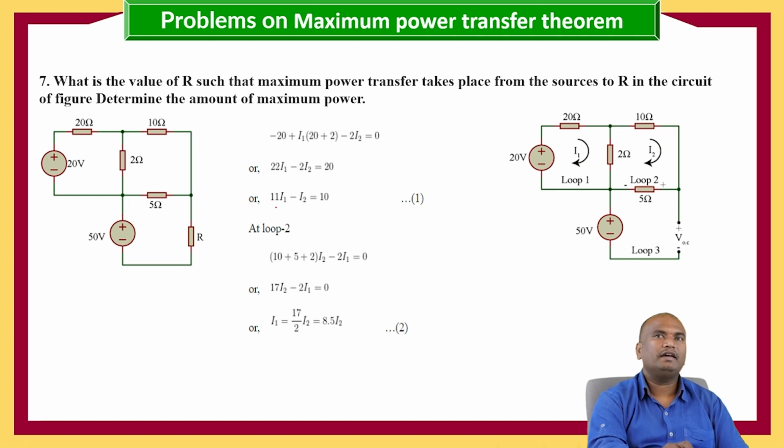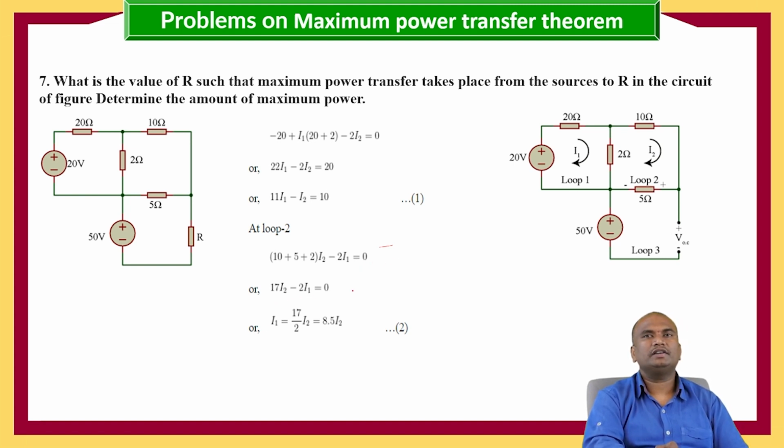We can write it as 11 I1 minus I2 is equal to 10. Now at loop 2, here these are the three resistors, that is 10 plus 5 plus 2 into I2 minus 2 I1. This is the only resistance which is connected with loop 1. So minus 2 into I1 is equal to 0.